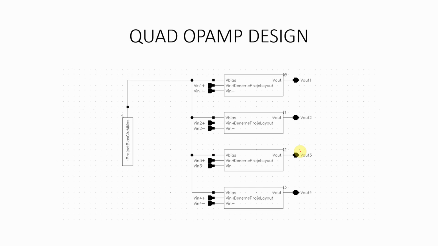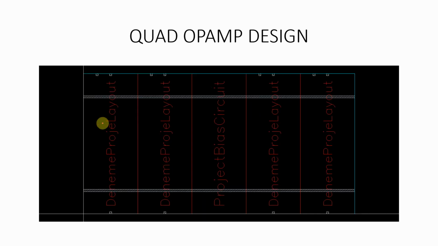So for designing a quad op-amp, the amplifiers were placed like this and the bias circuitry placed like this, and connections were made so that the layout was created. So the layout looks like this, with the input pins given at the top and output pins given at the bottom, as well as the VDD and the ground rails for connections.